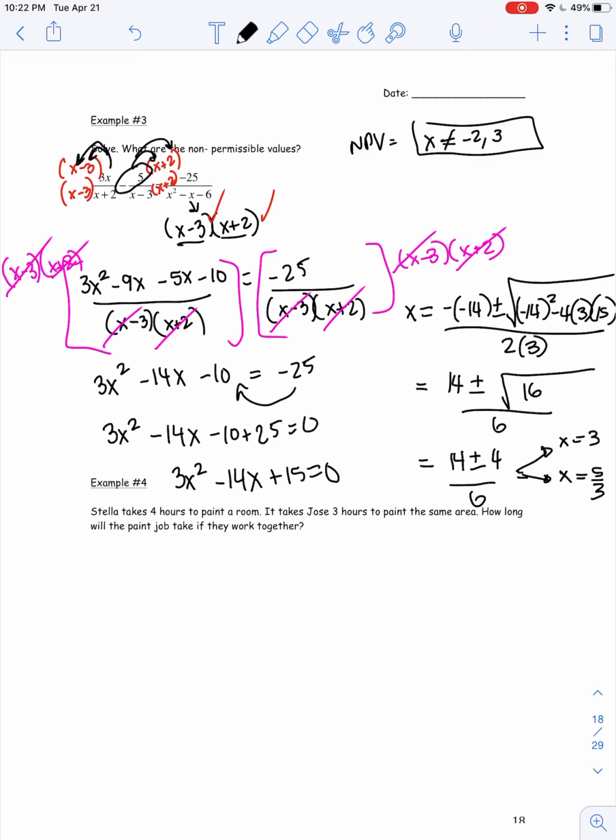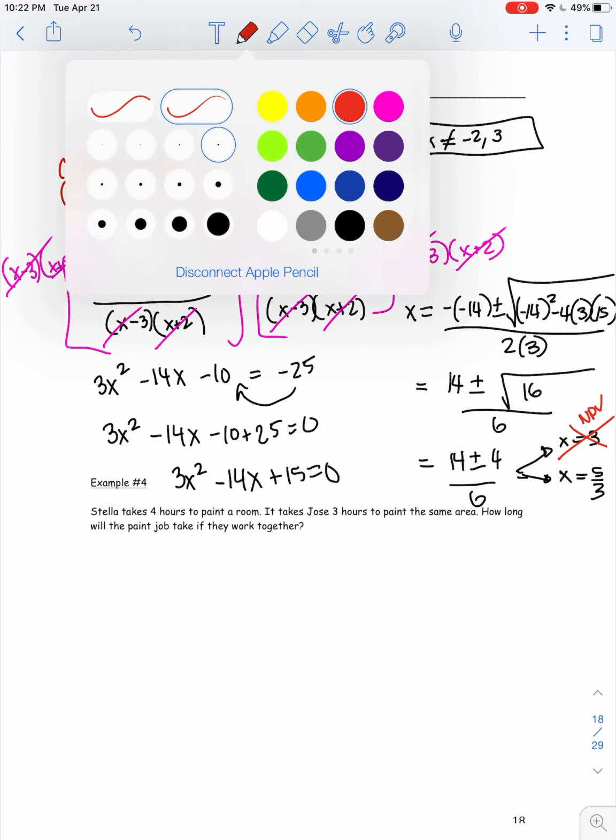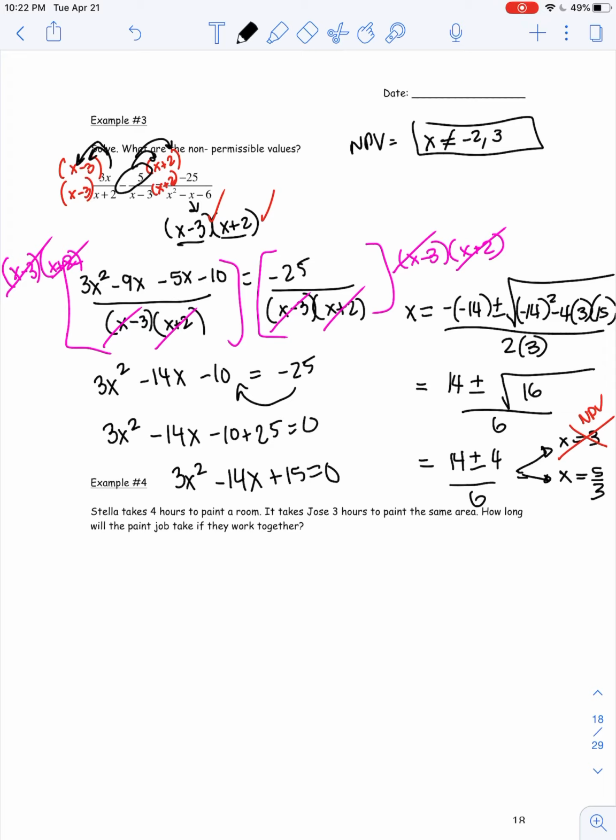Okay, so let's state the non-permissible values. Well, we actually did already. We said x cannot equal -2 and 3, which means that this is not an answer. We need to cross it off because this is a non-permissible value. An answer is not allowed to be a non-permissible value. Next thing we would do is we would check the 5 over 3 to see if it's an answer.